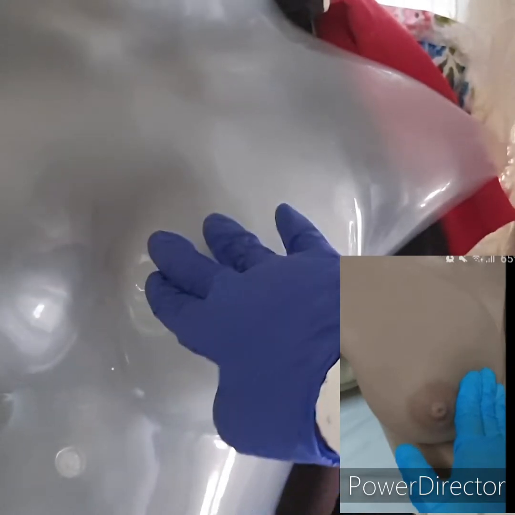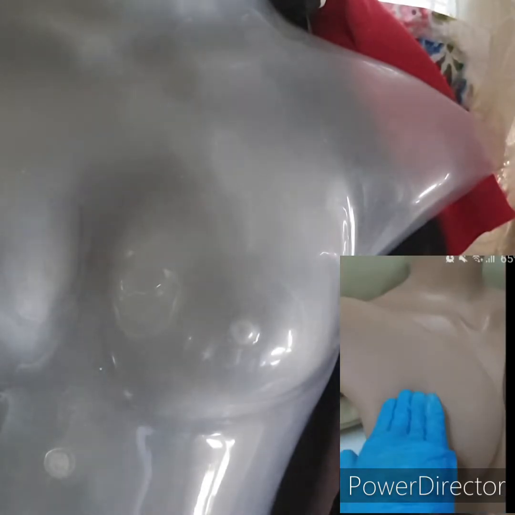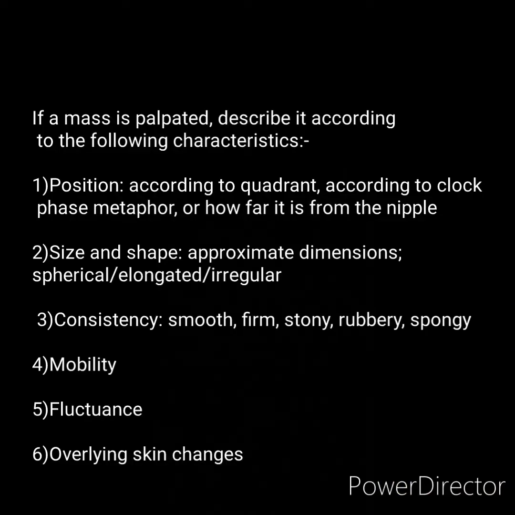Apply enough pressure to palpate to 3 levels of depth, first superficial, then medium, then lastly deep to the level of chest wall. If a mass is palpated, describe it according to the following characteristics: position, shape and size, consistency, mobility, fluctuance and overlying skin changes.